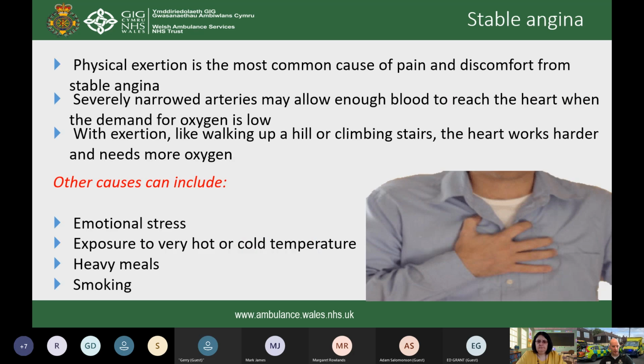So the actual symptoms: we're going to have the trigger, either physical exertion or stress. The most common symptom would be pain and discomfort, down to the severe narrowing of those coronary arteries that we talked about, reducing the supply of oxygen distal to that blockage, and that is what's causing the ischemia and the pain. Exertion is normally walking up a hill where your heart has to work a little bit harder, or stress where your heart is working a little bit harder.